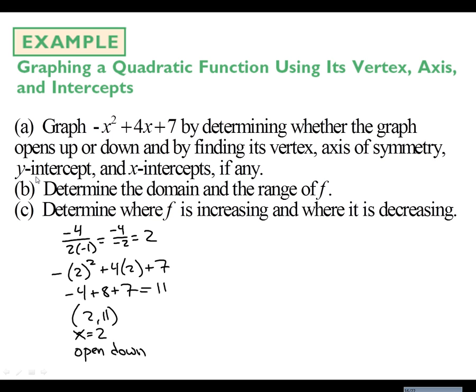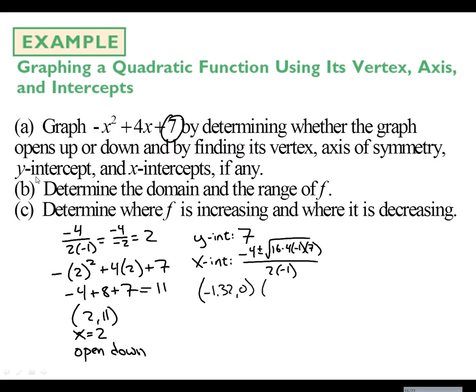Okay, y-intercept here. The y-intercept is at 7. And our x-intercept, we're going to have to use the quadratic formula here. This is going to be negative 4 plus or minus the square root of 16 minus 4ac, all over 2a. All right. Now I plugged this into my calculator. You guys can do this step as well, but if you plug this into your graphing calculator or just a calculator, you're going to end up with negative 1.32 and 5.32 as your x-intercepts.